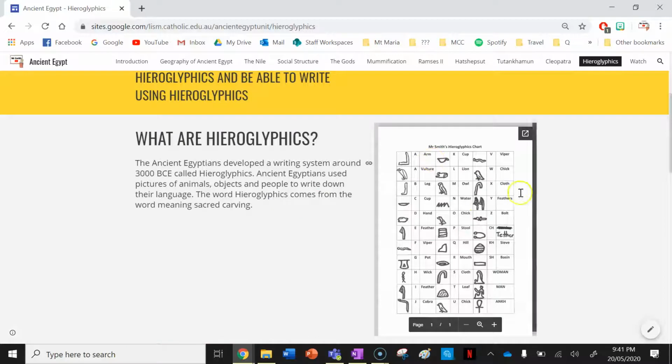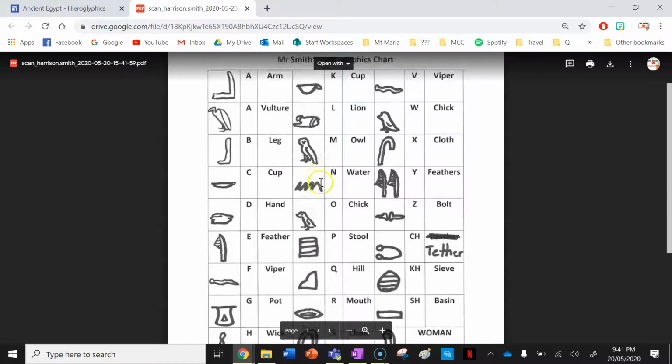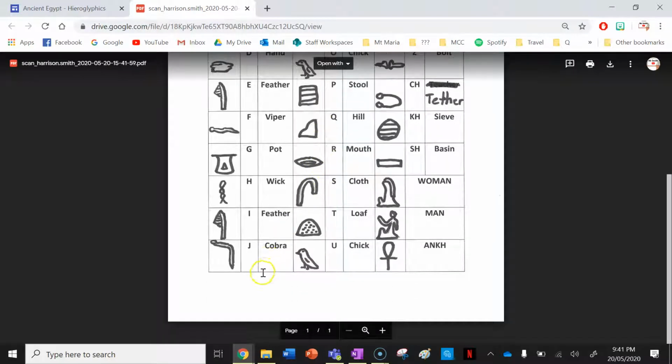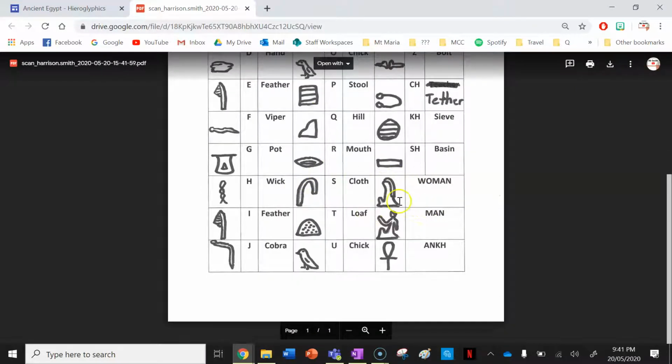And so I've done up a quick list for you, or a chart of what the symbols mean, which you can download as well. So you can see, for instance, you've got a cobra is J, a pot is G. So these are all the symbols and what they meant.